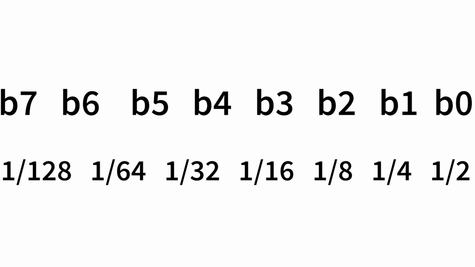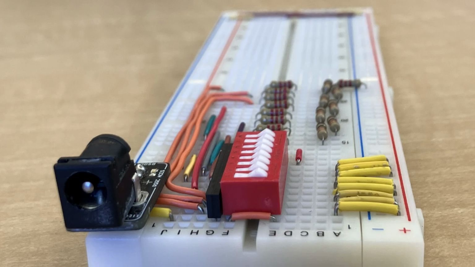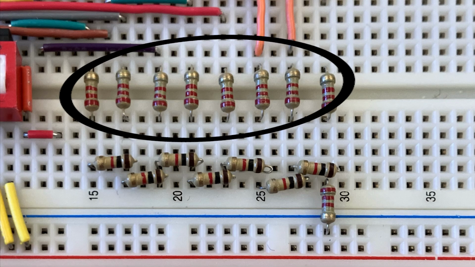The way the R2R DAC works is each bit has its own significance, ranging from 1/128th to 1/2, from bit 7 to bit 0. As seen in the breadboard prototype, when one of the 8 switches is closed, a 9-volt current goes through a pull-down resistor to avoid floating inputs, and then through its corresponding input on the resistor ladder.